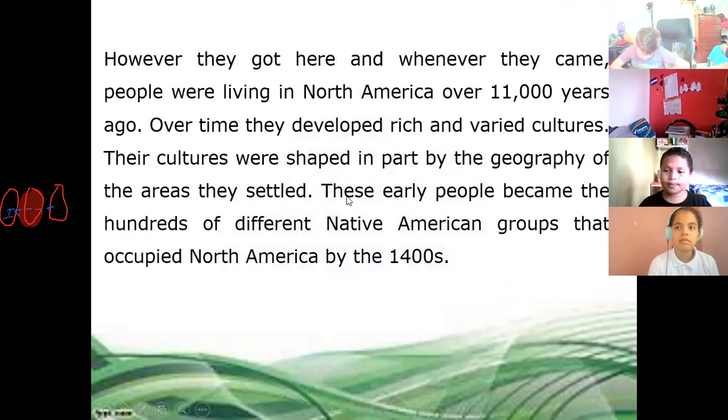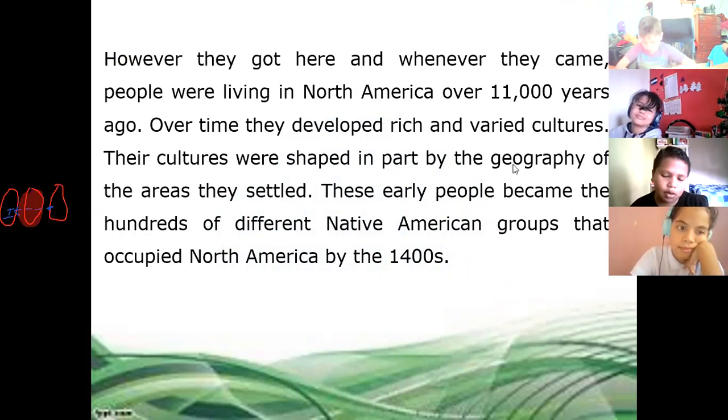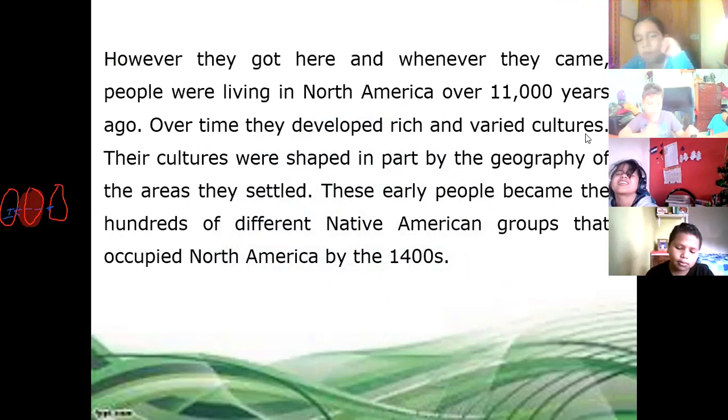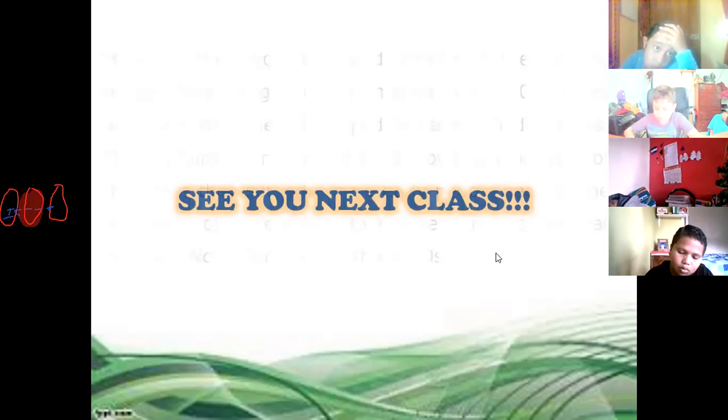However they got here, and whenever they came, people were living in North America over 11,000 years ago. 11,000 years ago. And Christopher Columbus arrived here in 1492. Okay, so people were here for thousands of years before Christopher Columbus landed. Over time, they developed rich and varied cultures. Their cultures were shaped in part by the geography of the areas they settled. These early people became the hundreds of different Native American groups that occupied North America by the 14th century.